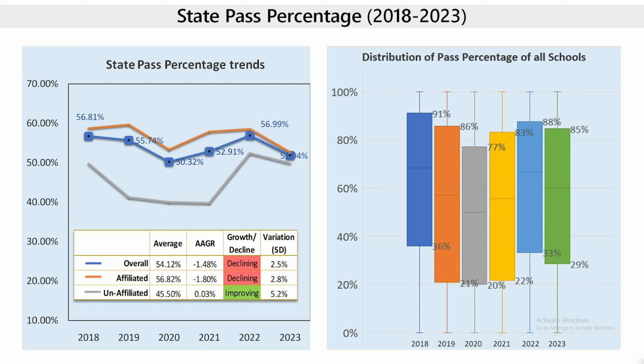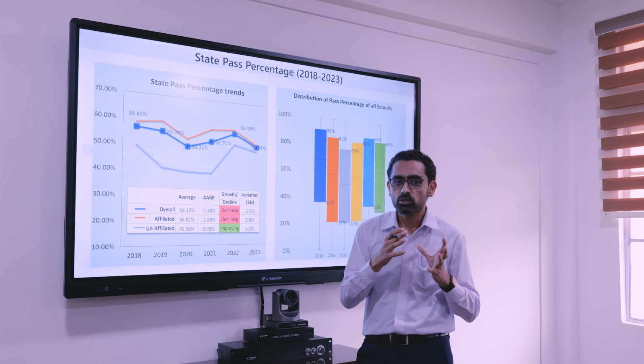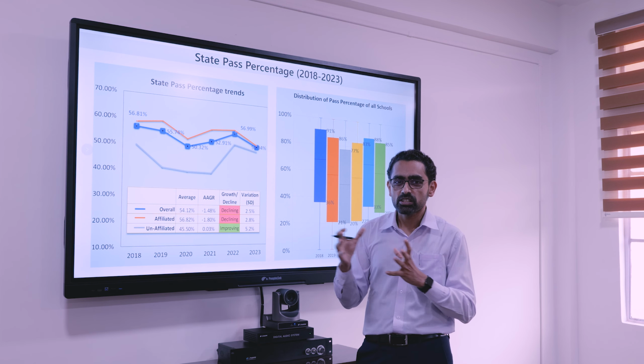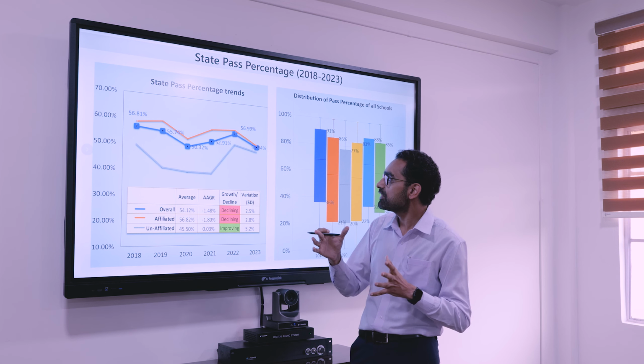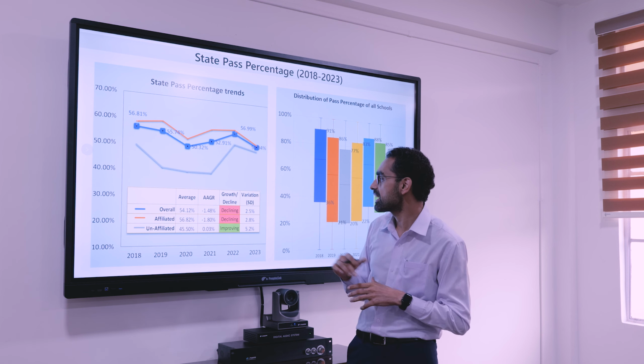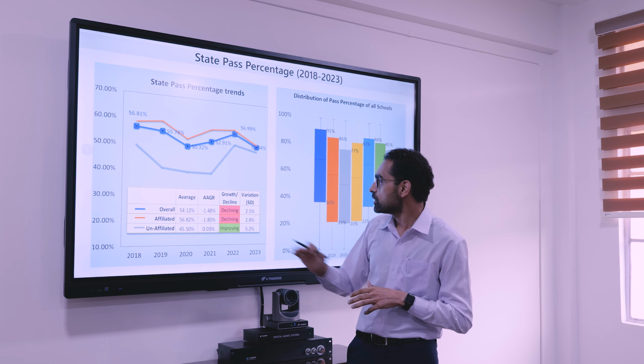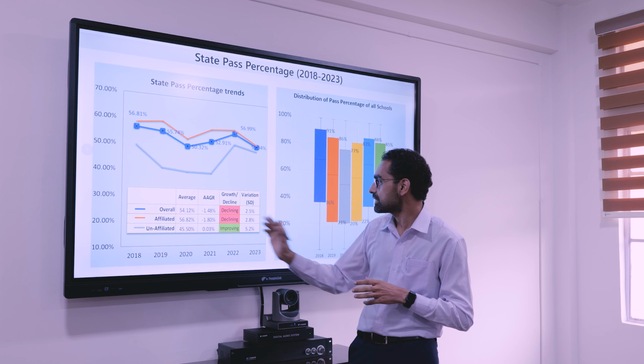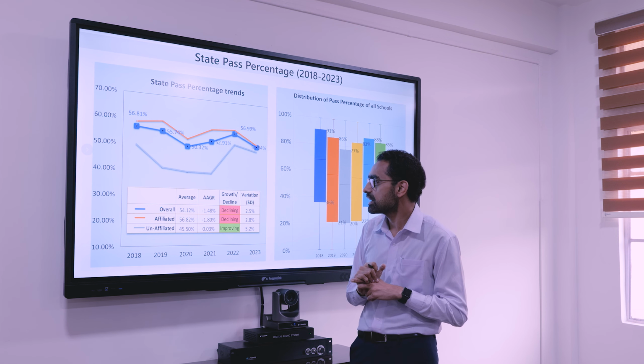So maybe this is one of the reasons, because those batches were in those foundational years, and now when they give the SSLC exam, that may have an impact. But the concerning thing is it's on a decline, and over the last 5 years it has stayed in that same range, and there is no improvement. In affiliated also, the story is the same, and some minor improvement can be seen in the unaffiliated.